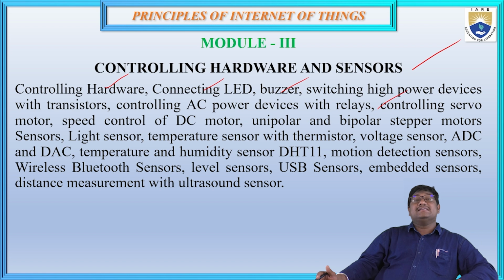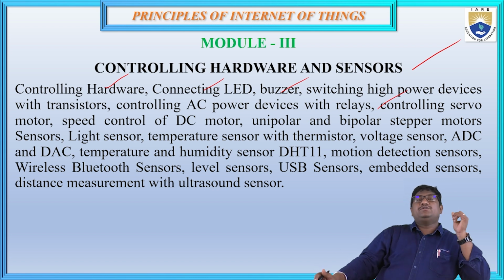A to D converter sensors, temperature and humidity sensors, DHT11, and motion detection sensors, which I discussed with you briefly with an example at the start of the introduction. Wireless Bluetooth sensors, level sensors, USB sensors, embedded sensors. Like this, multiple kinds of sensors are used in our IoT system.